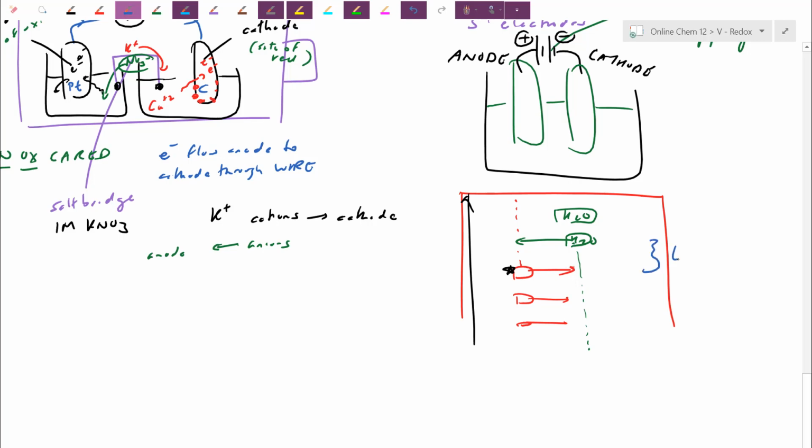So when you calculate the overall E cell of this one, you're going to end up getting a negative voltage, and that implies that it is non-spontaneous.